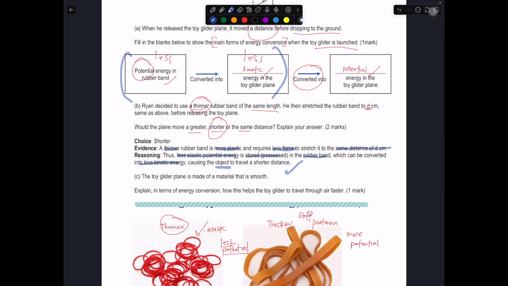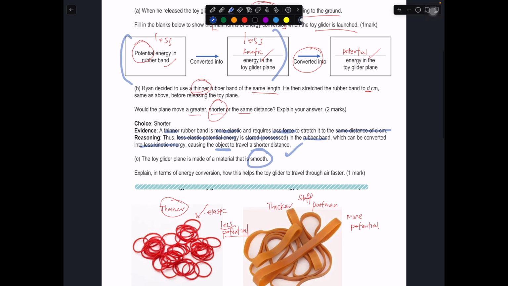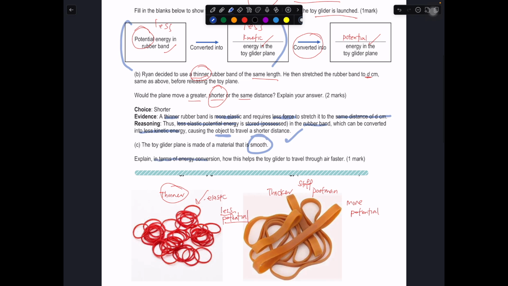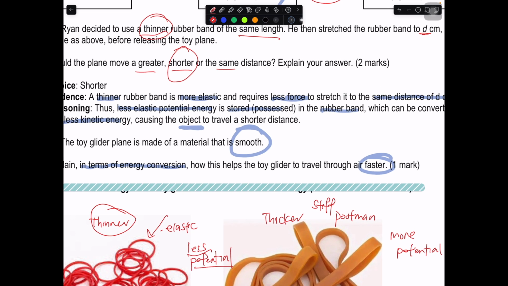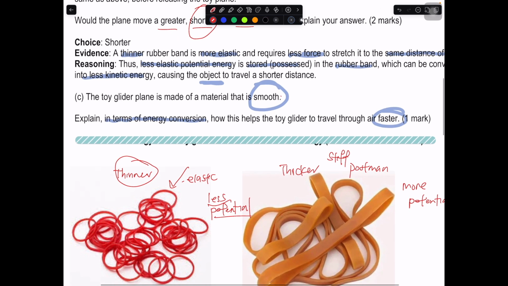Okay, so the toy glider is made out of material that is smooth. Explain in terms of energy conversion how this helps the toy glider to travel through the air faster. This one is a little bit related to force. When the toy glider is made out of very smooth material, chances are it can cut through air more easily. This means that there is actually less air resistance.